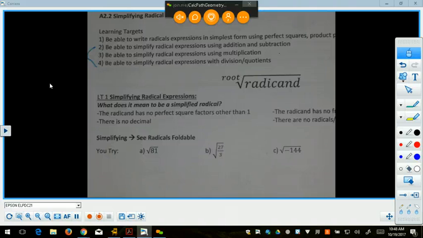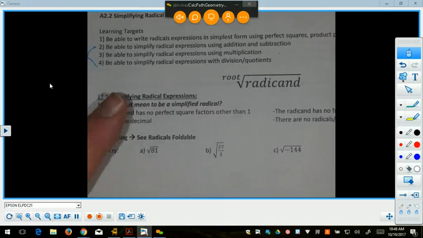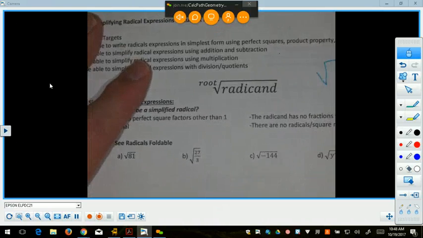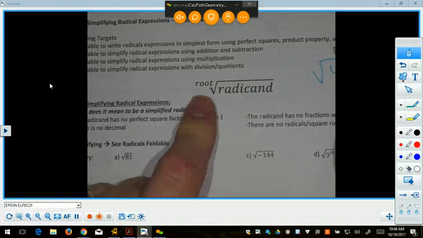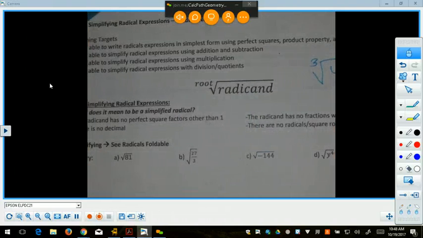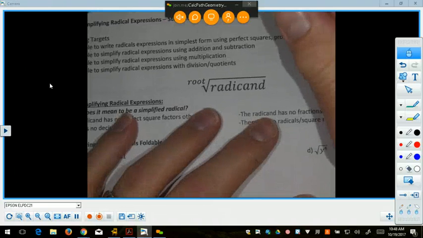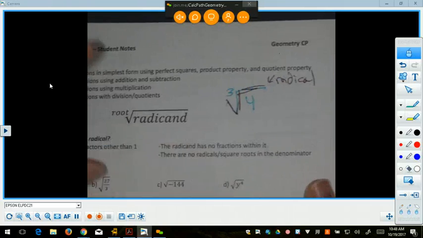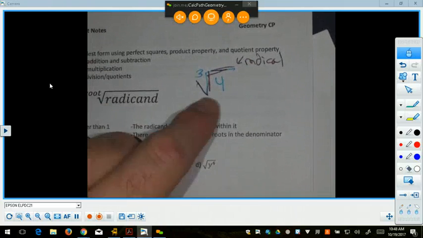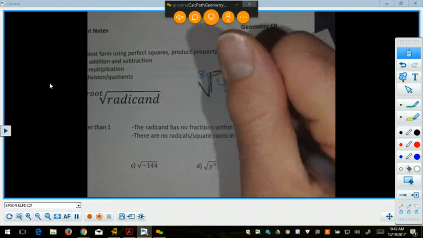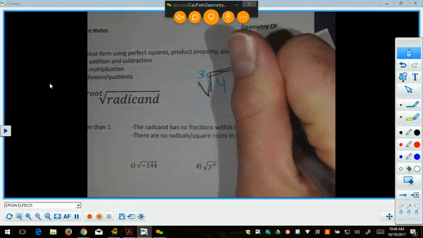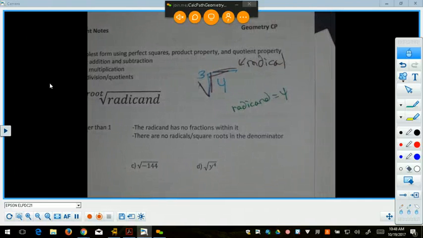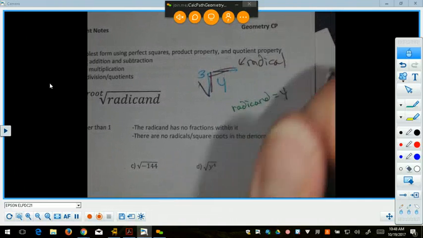You should have picked up a copy when you came in. That was pre-calc, it had gotten switched. They're over on the desk over there. A couple things to note is that the number underneath is called the radicand. This right here is called the radical. In this case, which one of these is the radicand? The radicand is 4. And what's the root? 3.